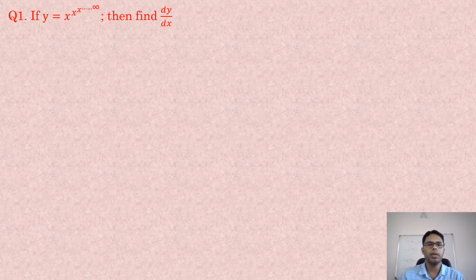If y is equal to x to the power x to the power x to the power up to infinity, then find dy/dx. And here you see the series involving x power x power x. This is symmetric. This type of series is called a symmetric infinite series. That means an infinite series in which the terms are repeated again and again. So those types of series are known as symmetric infinite series.